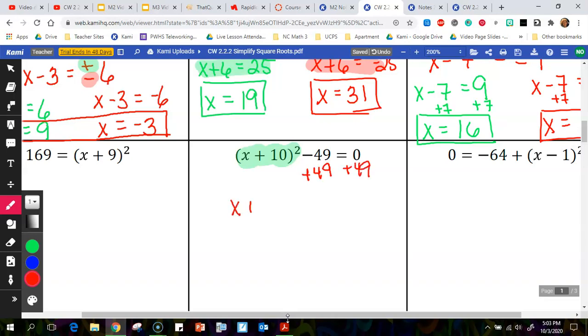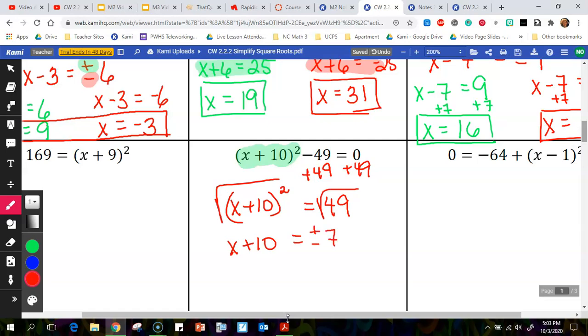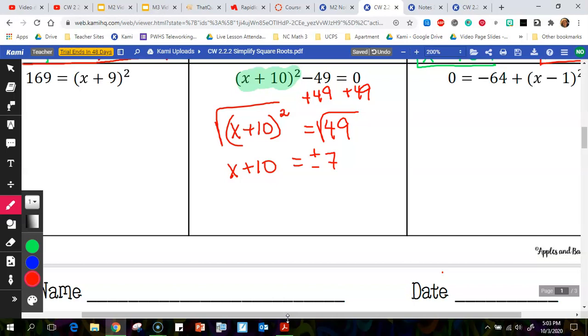Then we have x plus 10 quantity squared. When I say quantity squared, I mean the whole parentheses equals 49. Then we can take the square root. So x plus 10 would equal plus or minus 7. So then we do the two equations. You might be able to do this in your head, and that's great if you can. X plus 10 equals 7. The other side is x plus 10 equals negative 7.